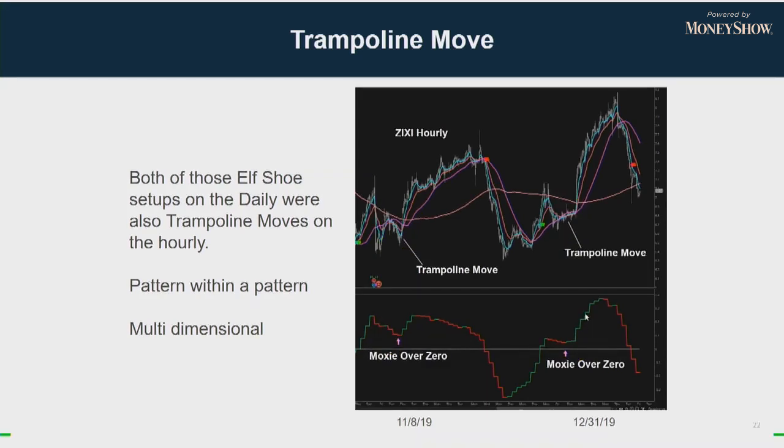And that's the whole thing about how I trade. I trade multi-dimensional. I trade multiple time frames, so I can see the whole picture. Because if I have the daily and I have the hourly chart up at the same time, I can see the interplay. I can see on the hourly chart for this one particular ticker that, oh, it looks like a trampoline move is happening. And I can see on the daily right next to each other that, hey, this also looks like the elf shoe pattern forming up.